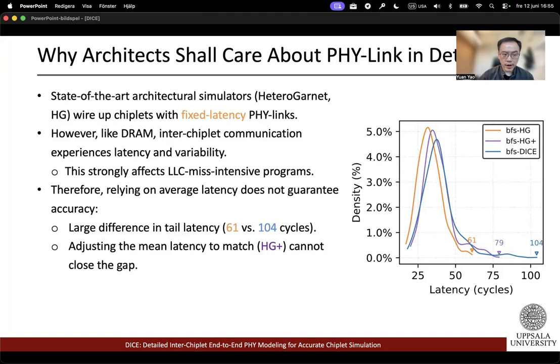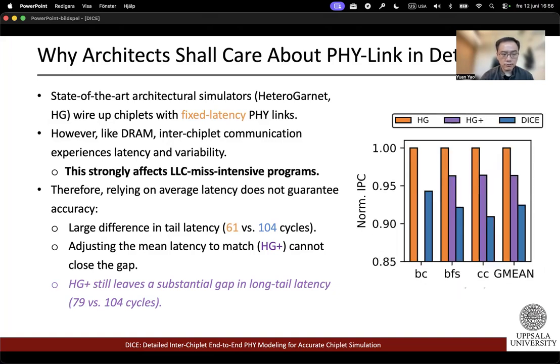HG+ moves the average, but it does not reproduce when and how delay variation occurs in PHY links because HeteroGarnet Plus still uses a fixed latency model without modeling all the detailed PHY link behaviors. Further, we observe that the same phenomenon happens in other graph benchmarks too, where the gap between HG and DICE cannot be just closed by adjusting the average latency alone.